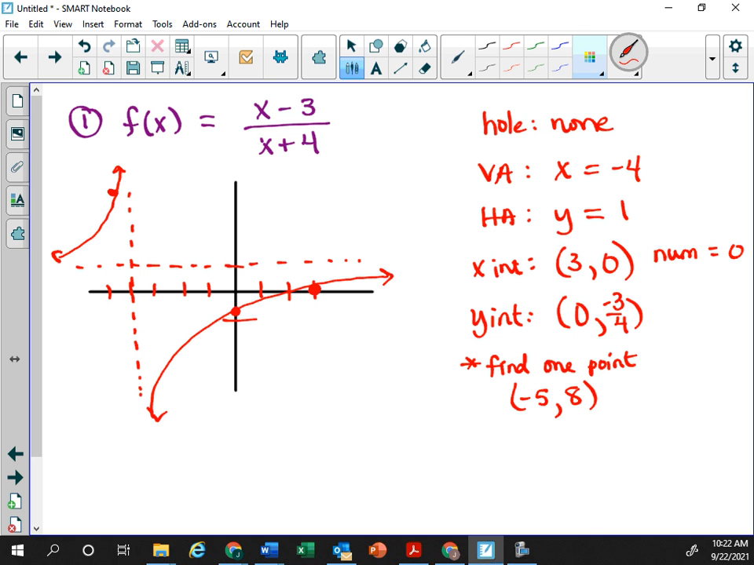Now that was a pretty basic, straightforward rational, but the steps are going to be pretty much the same no matter what it looks like. So do you understand the process there? Not too bad. If I asked you the domain of this, could you tell me? What do you think? Anybody think they know the domain?